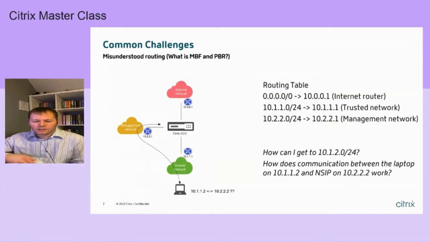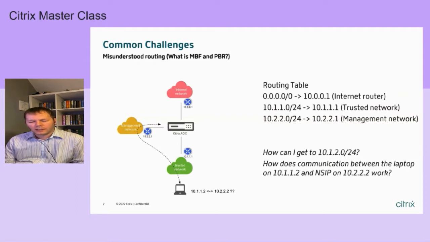But if we consider for a second how that laptop is going to connect, let's say the laptop is sitting on 10.1.1.2 on the trusted network. If that laptop accesses the NSIP, the management IP, it's going to be routed over your internal network via your normal routing tables, which will take it onto the management network. So the trusted network is connecting to the management network. Nice and straightforward.